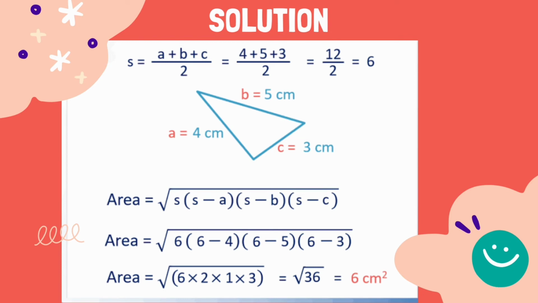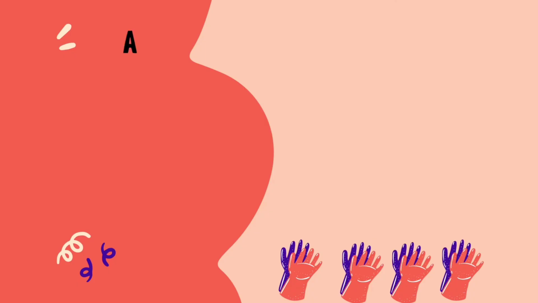Having gotten 6 as s, you substitute it into Heron's formula, and then you are going to have 6 times 2 times 1 times 3, which is equal to 36. And by the time you take the square root of 36, you are going to have 6 as the answer. So that is how to apply Heron's formula.